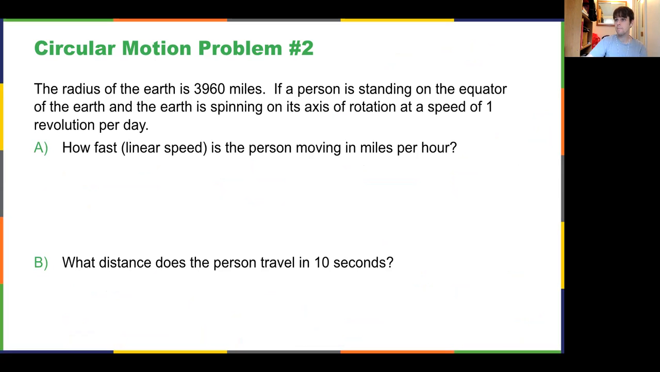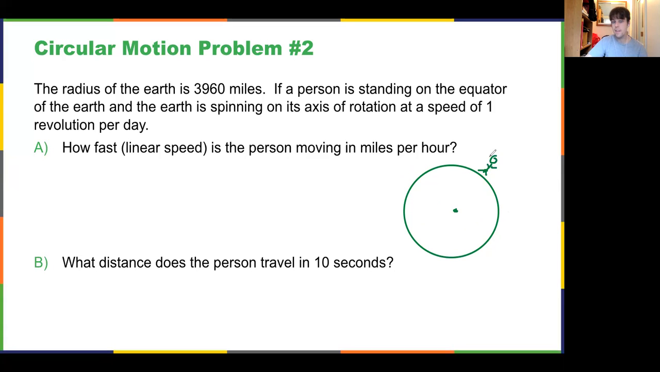So, even though the Earth is a sphere, we can think about it in terms of a flat circle in this problem. I'm not saying that the Earth is flat. I'm saying we're talking about a person who is standing on the equator, and this circle is representing just my equator. So we have a person on it.